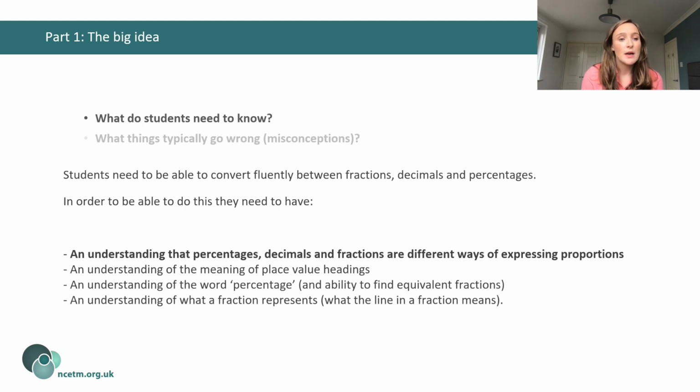The next three are three things that if they understand these three, they should be able to fluently convert between a fraction, decimal, or percentage of any size without any problems. So the first one is understanding the meaning of place value headings. Often they understand what the place value headings are, they know what the names of them are, but they don't have a full understanding of what tenths are, what it means to be a tenth, what a hundredth is, and particularly on the right-hand side of the decimal point.